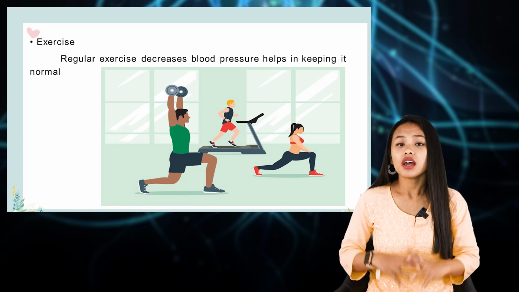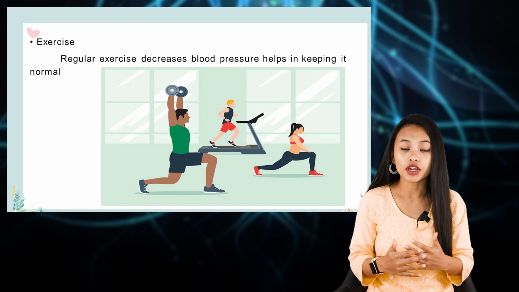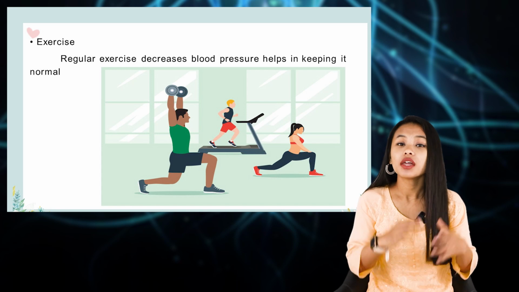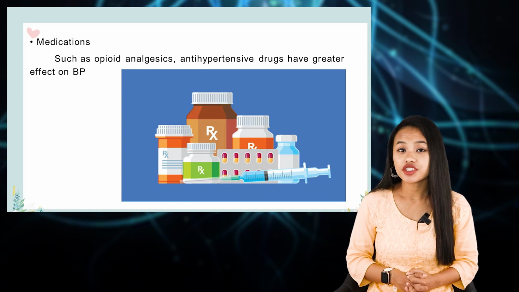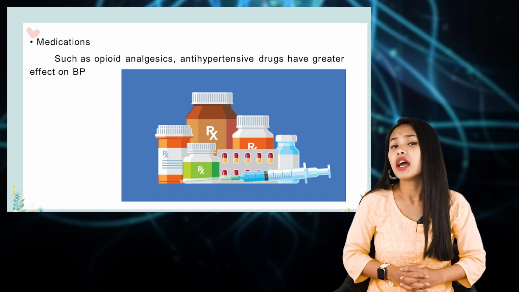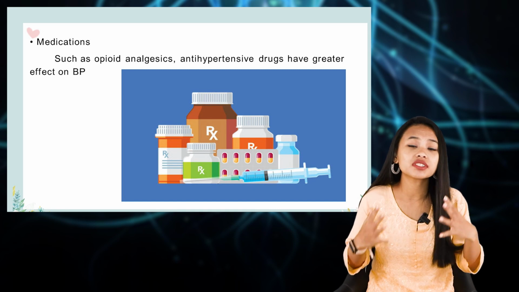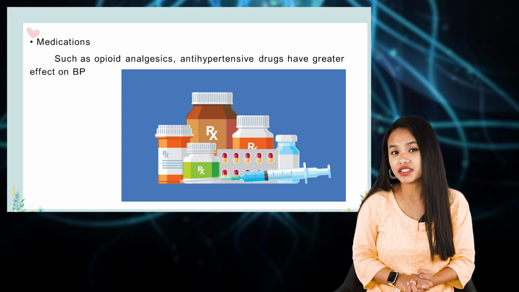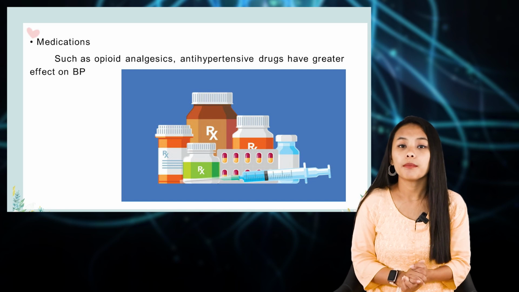So ultimately, if an individual has the habit of smoking, then his blood pressure will also be increased. And then exercise. It is very important that you always exercise regularly. Why? Because if you do so, this will help in keeping the blood pressure of an individual in a normal range. Then medications such as opioids, analgesics, and antihypertensive drugs also have a greater effect on the blood pressure of an individual. So if you find any client who is on these medications, then you can also see that there will be a fluctuation in their blood pressure.